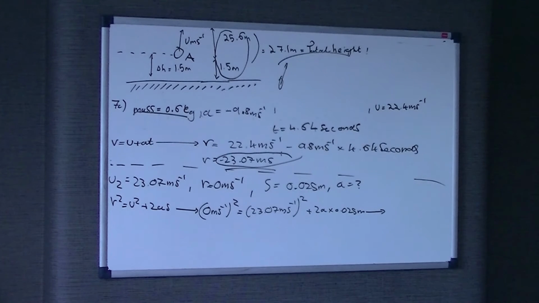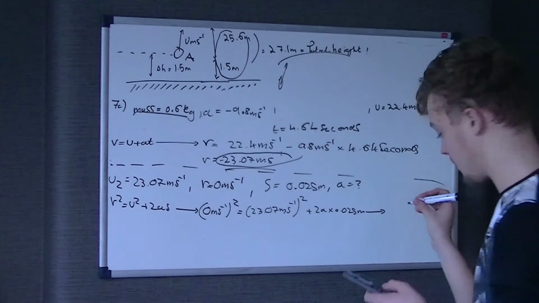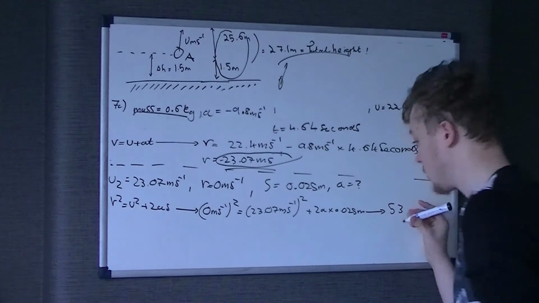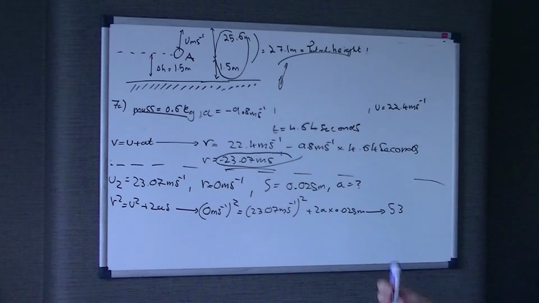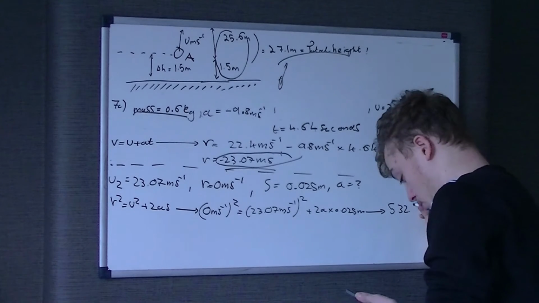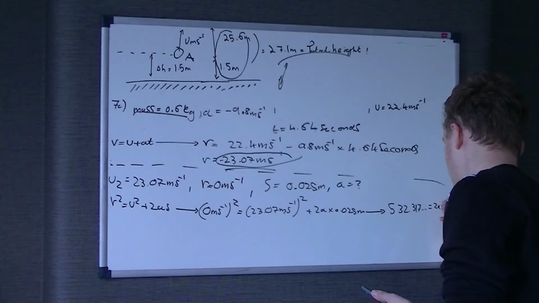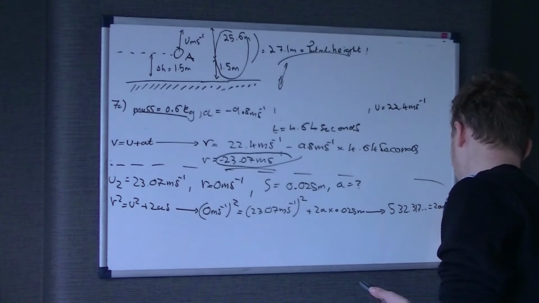So let me just put that figure in my calculator. Take the answer, and then you square that. That gets you 532.314. Because that a is negative, if you take it to the other side, we're going to make it positive, so we can simplify them down. So 532.317, etc. equals 2 times a times 0.025.